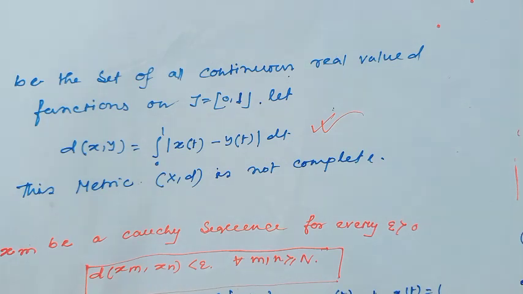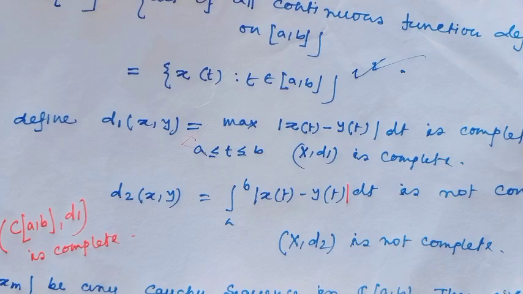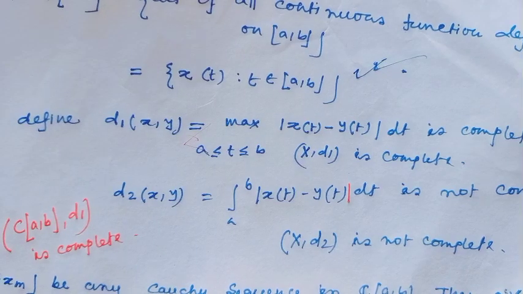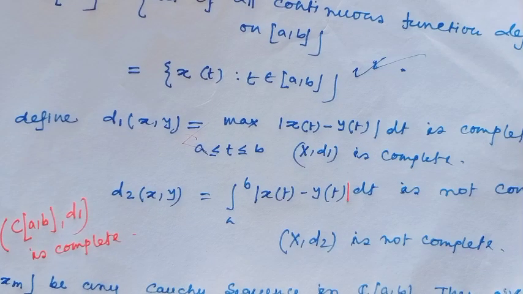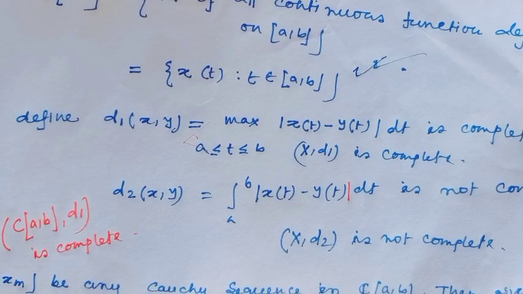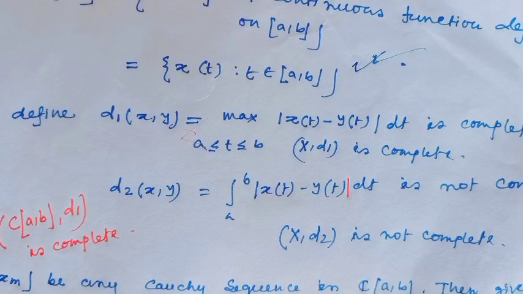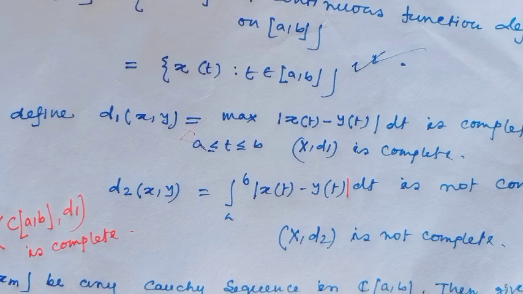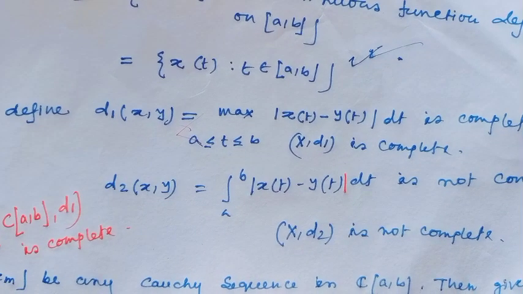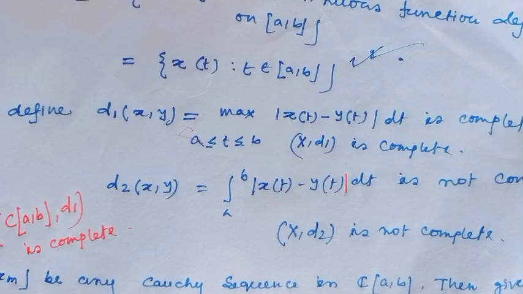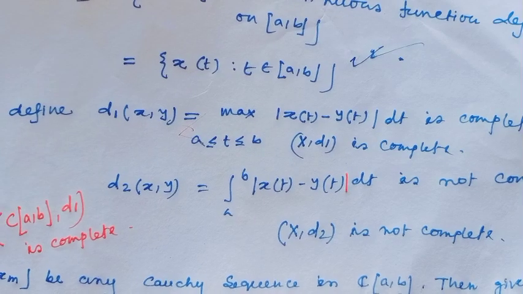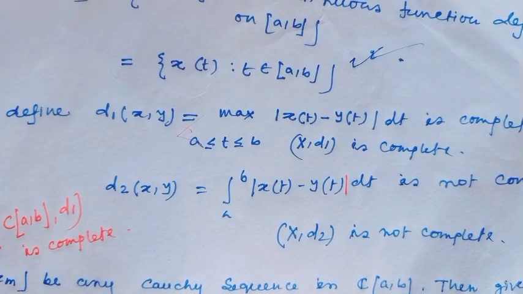I hope all my viewers have understood this concept easily. That means the same space may be a complete metric space, but if we change the metric, then this space cannot be complete. I hope all my viewers have understood. This is a very important concept.